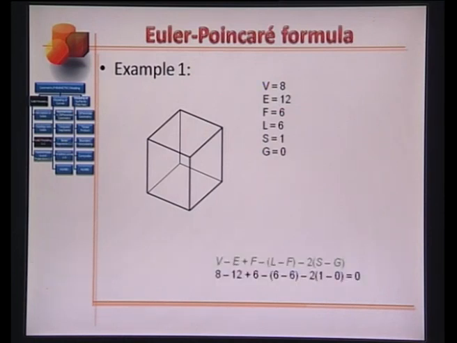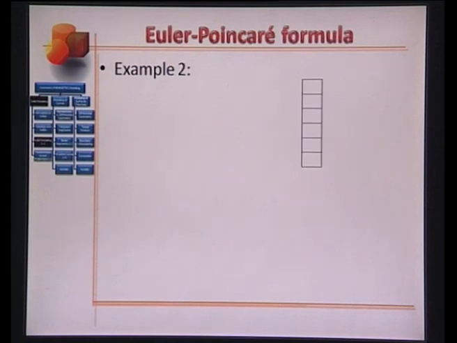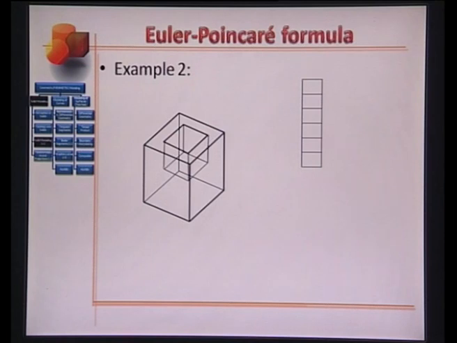If we plug in all these values in the Euler-Poincaré formula, we see that the right hand side turns out to be 0, suggesting that this cube is a valid solid. The second example. This is a cube with a pothole.